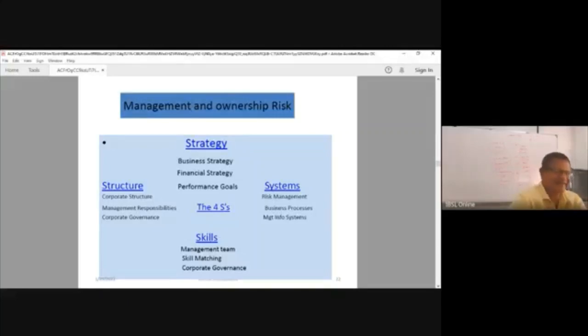Then the next is the strategy, which we have already looked at, and systems. Some of the companies need to be really updated in their operations.